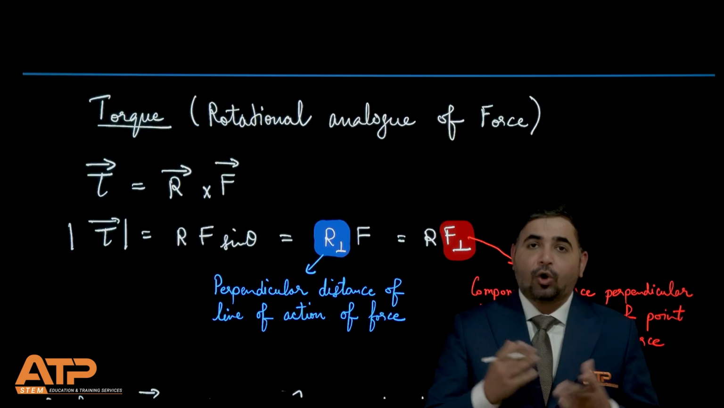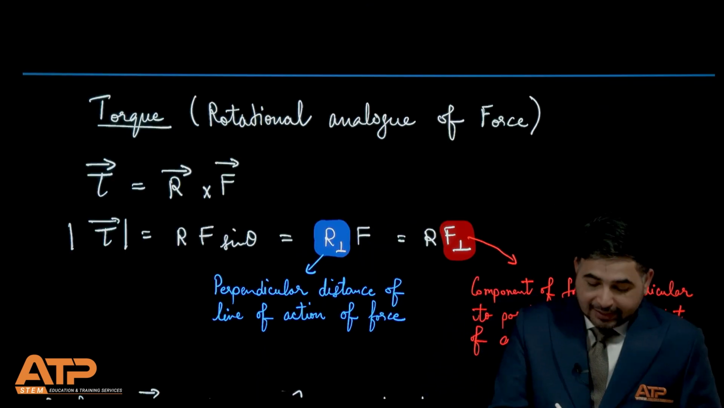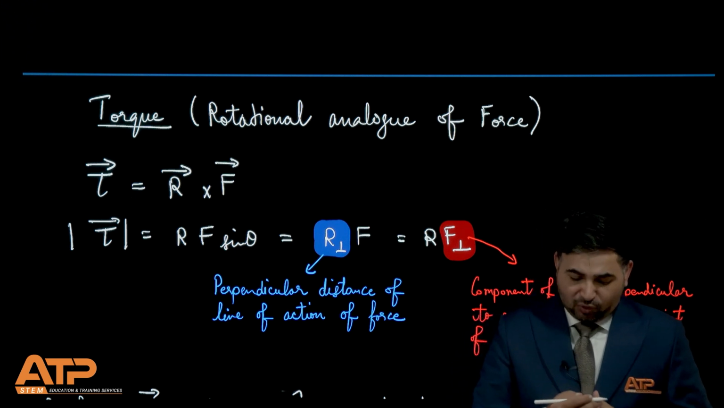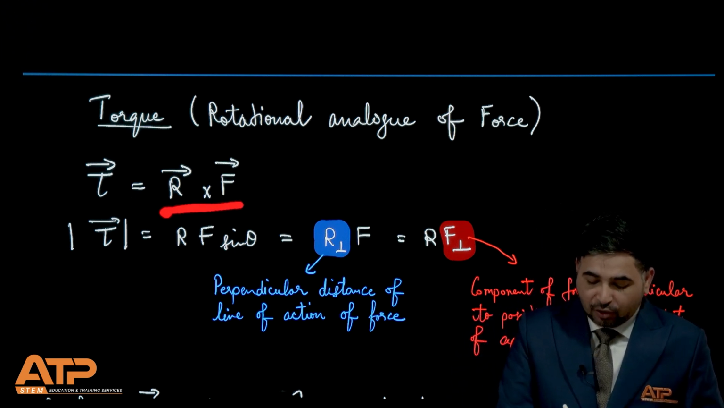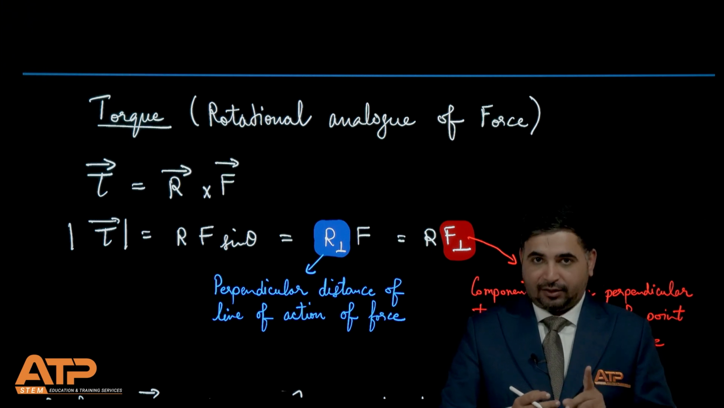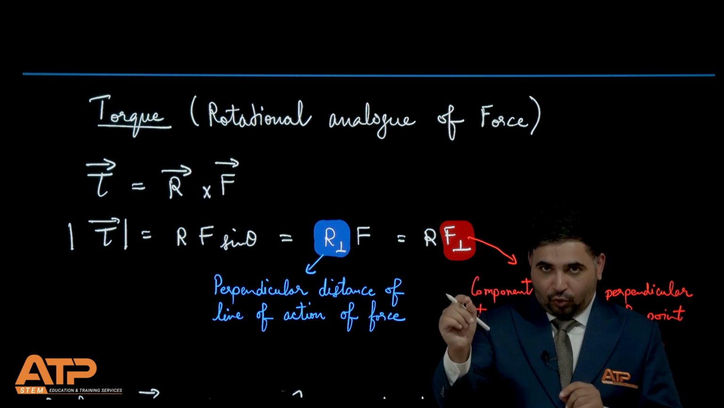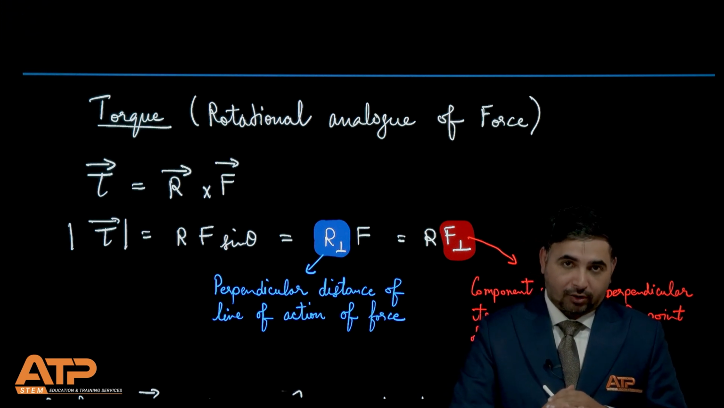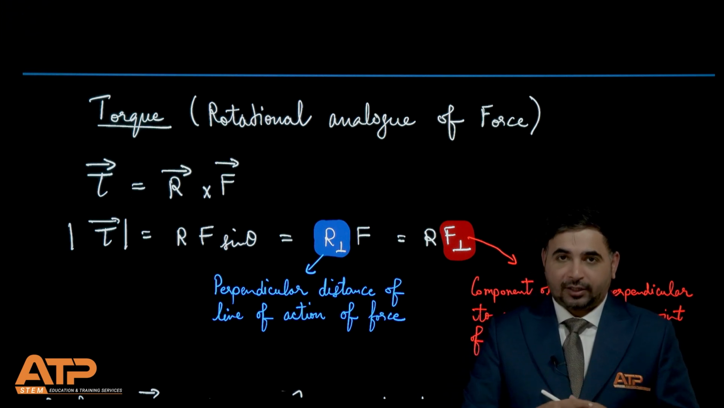Now let's move forward to torque. What is torque? Torque is the rotational analog of force. Torque can be found by doing a cross product of R and F. What is R? The position vector of the point of application of force from the point about which you are finding your torque. What is F? The force vector.